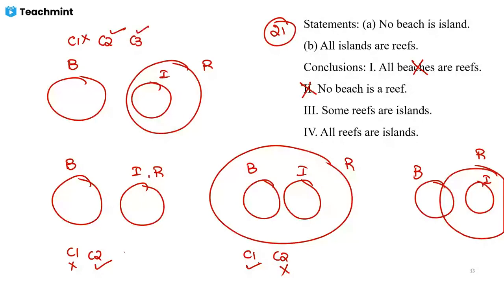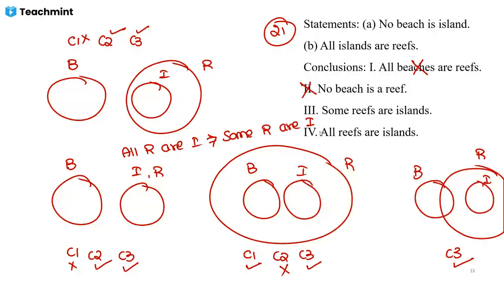You see, all diagrams you observe. Third one, damn sure correct. Here, all reefs are island. I agree. All reefs can be taken as some also. When all is there, you can take some. All can be taken as some, but some cannot be taken as all.